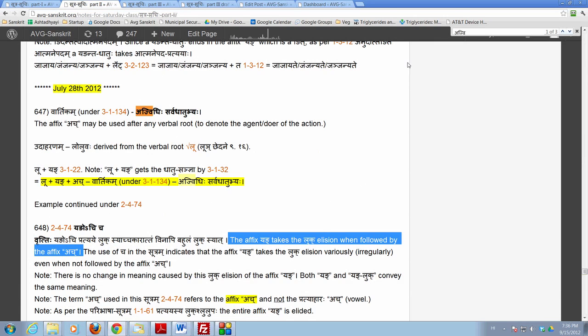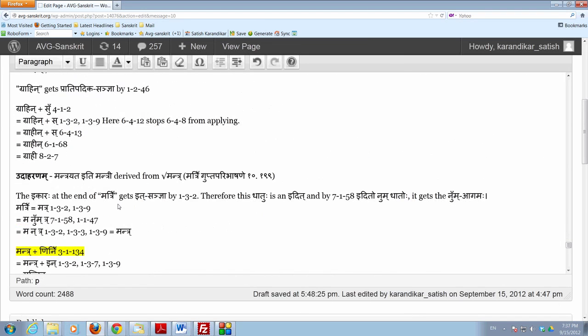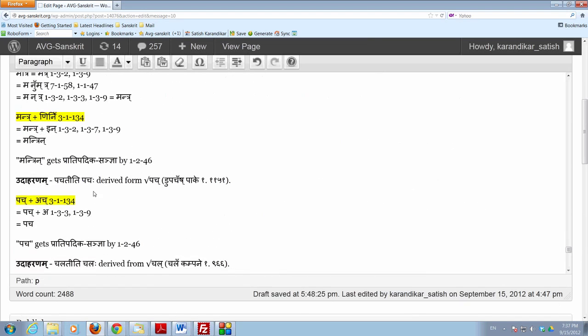So let's take a quick example. The derivation is nothing at all. If we take this dhatu pach, we get pachati iti pachaha, pachati iti pachaha. These are also adjectives. They will go in all three genders.